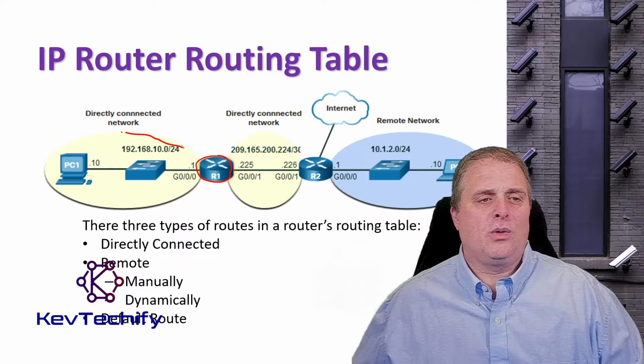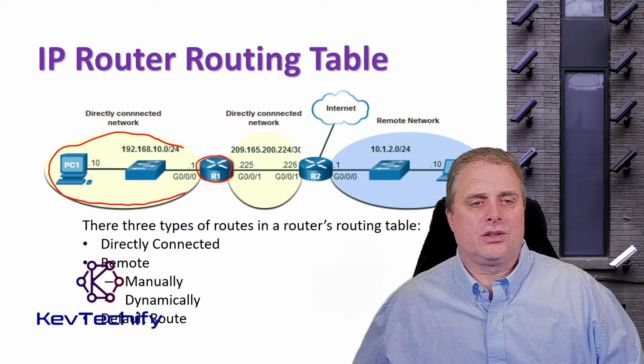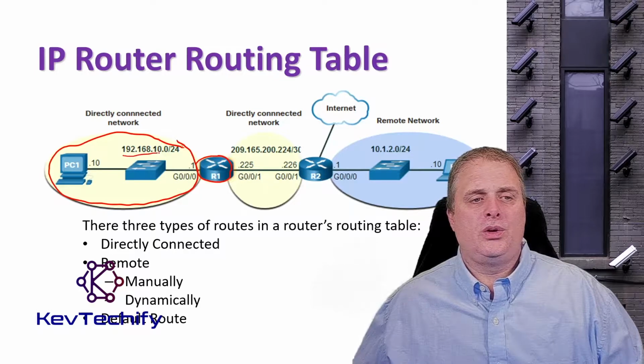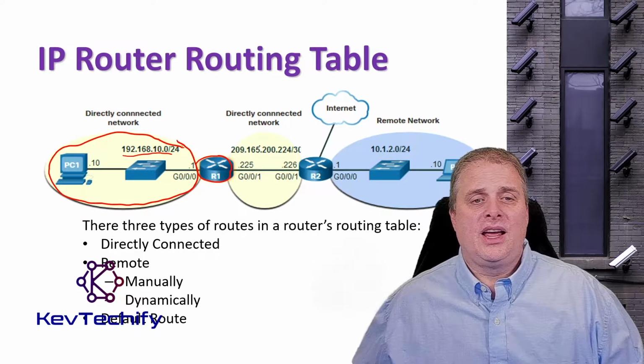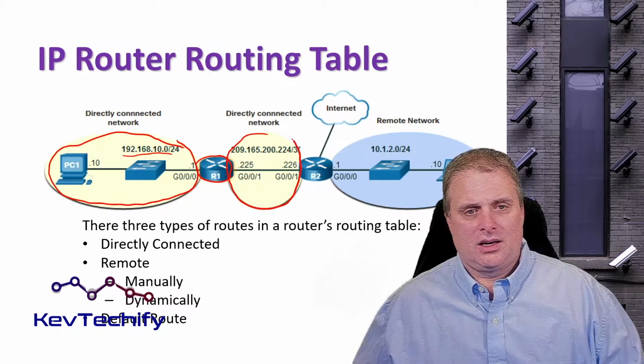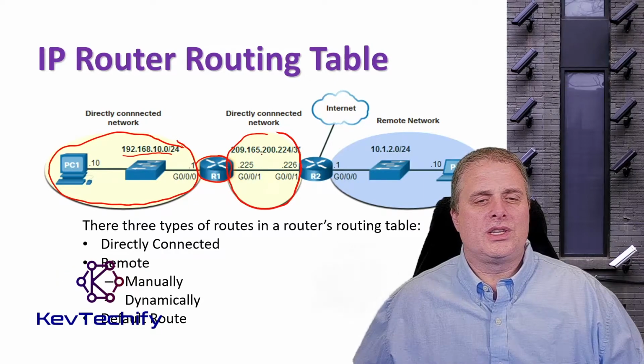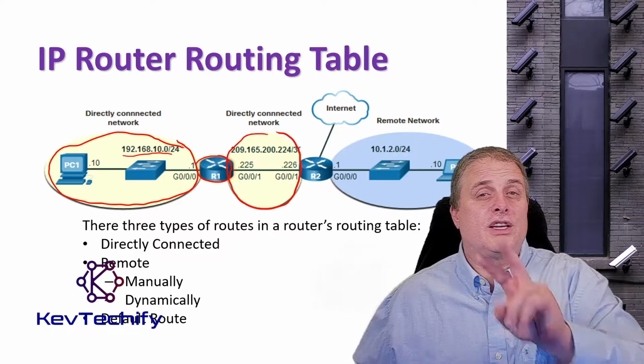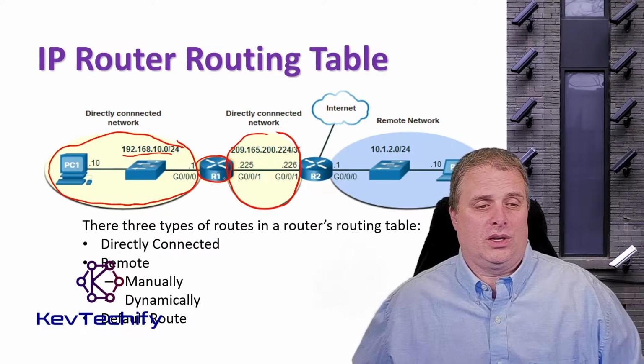It's this network here, yellow circle. So this 192.168.10.0 network, that is directly connected. And also this second yellow circle right here, this 209.165.200.224 network is directly connected. So router 1 has 2 directly connected networks.